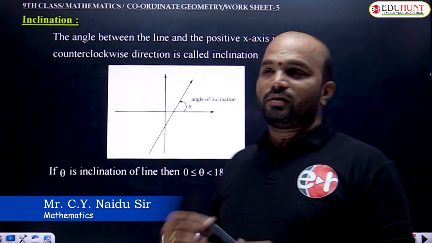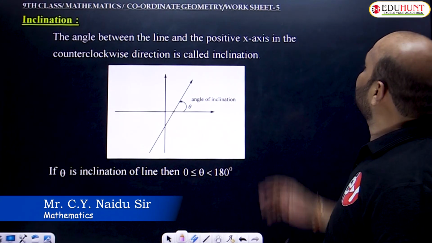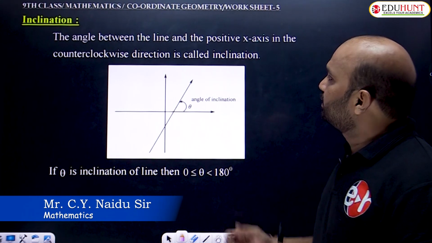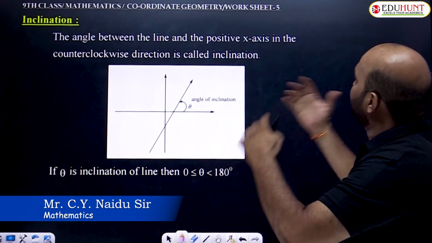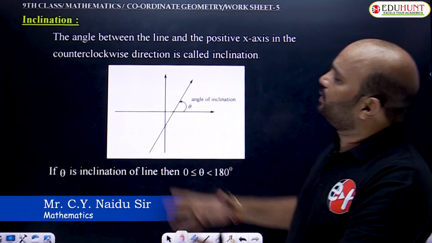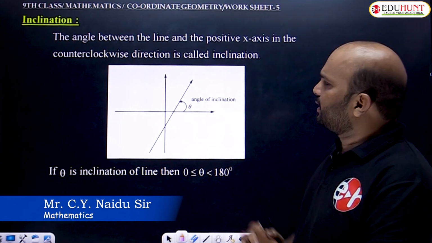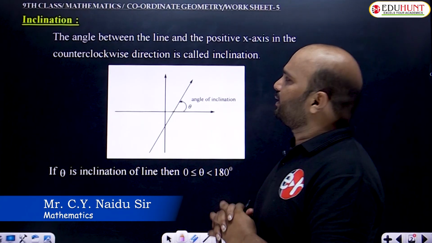In today's section, we are going to discuss coordinate geometry, which is worksheet number 5, part of your 9th class mathematics. All the problems in worksheet number 5 depend on inclination. So what is the main definition of inclination, and what are the main principles of inclination? Let's get started.